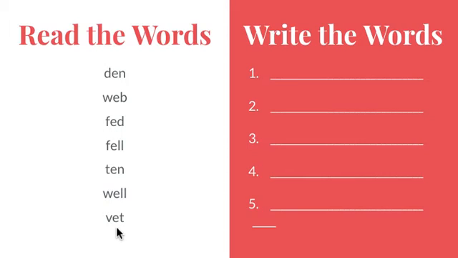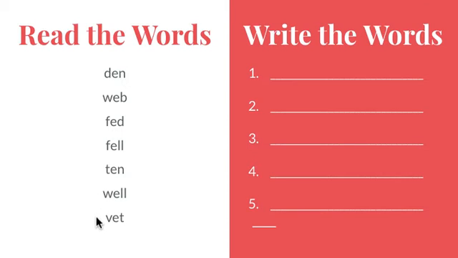You may need to pause the video so you have enough time to practice. When you're ready to read them along with me, you can hit play and we'll practice them together. Go ahead and pause now. Welcome back. Were you able to practice all of these words? Let's try reading them together. Remember, they all have the closed syllable, so they're going to say eh, like egg. Let's start here and read together. Ready? Begin. Den, web, fed, fell, ten, well, vet.